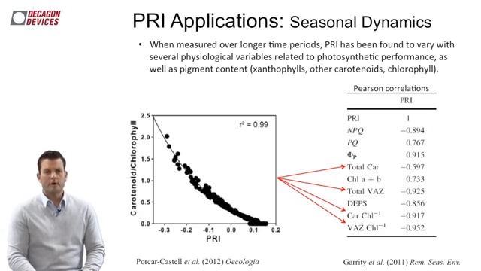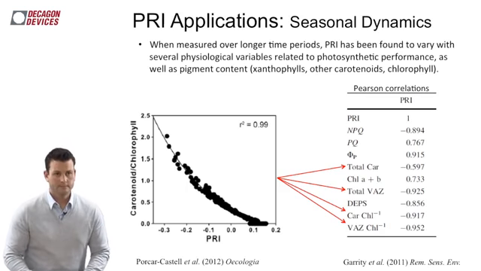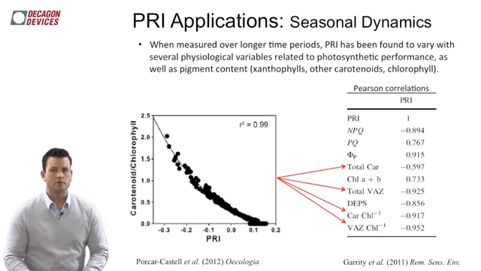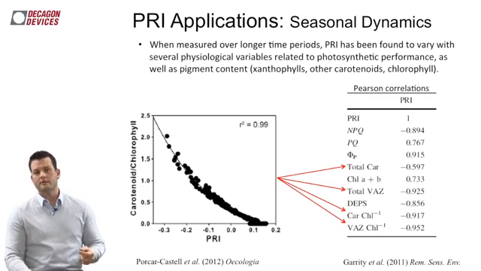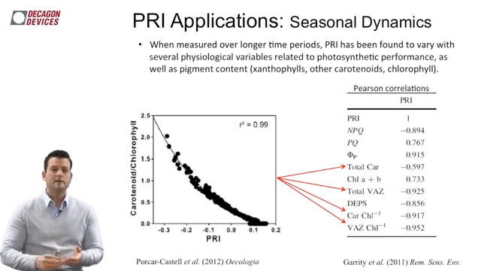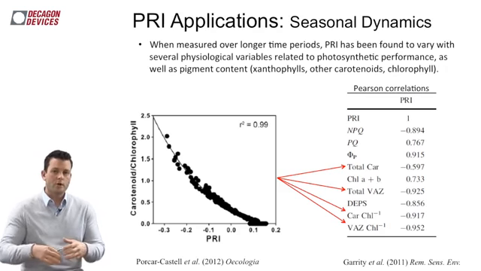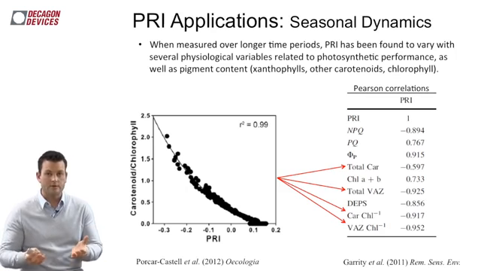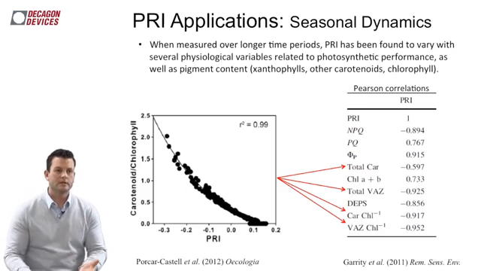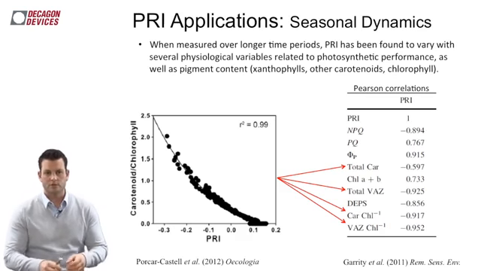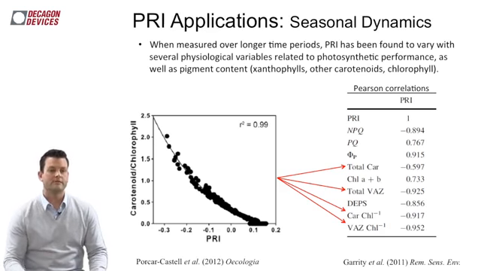But what people have found so far is that over longer time periods, the PRI isn't just sensitive to the xanthophyll cycle. It's also sensitive to total carotenoid and chlorophyll contents. Now it's important to note that the xanthophylls, violaxanthin, antheraxanthin, and zeaxanthin, are a class of carotenoids. So when people are measuring total carotenoid content, oftentimes a large fraction of that is actually the xanthophylls. And it hasn't been entirely clear yet whether the PRI is responding to just the xanthophylls or total carotenoids. I think further research will help clarify that.